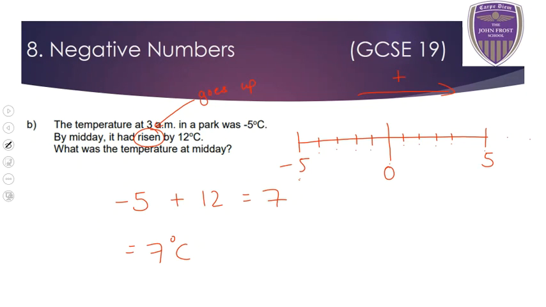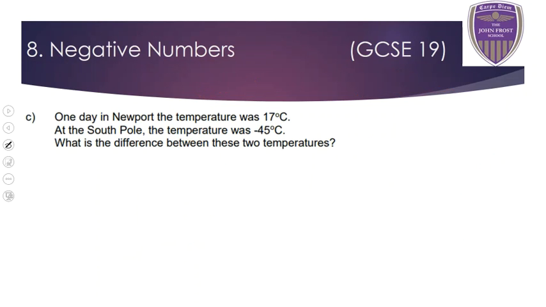Okay, so just remembering that for that question, you're starting on -5 and you're going up by 12. So that means you're adding. So you're moving to the right on the number line. Okay, next one. One day in Newport, the temperature was 17 degrees. At the South Pole, the temperature was -45 degrees. What is the difference between these two temperatures?